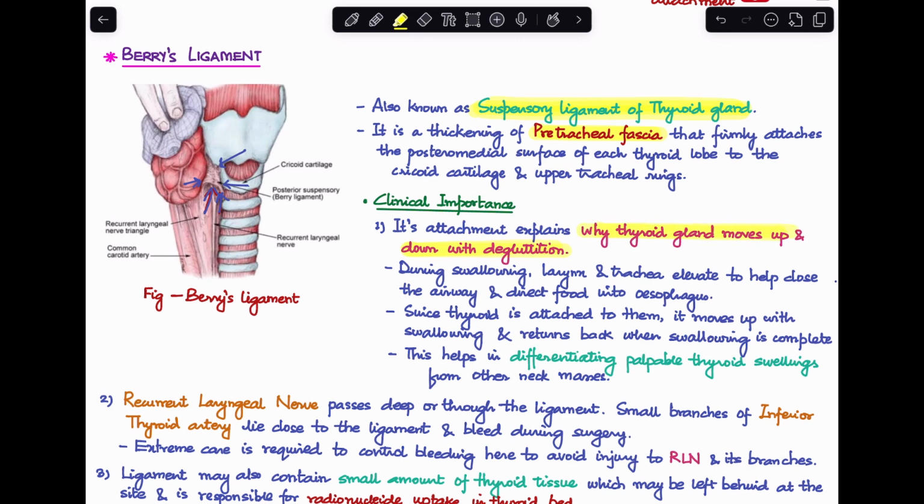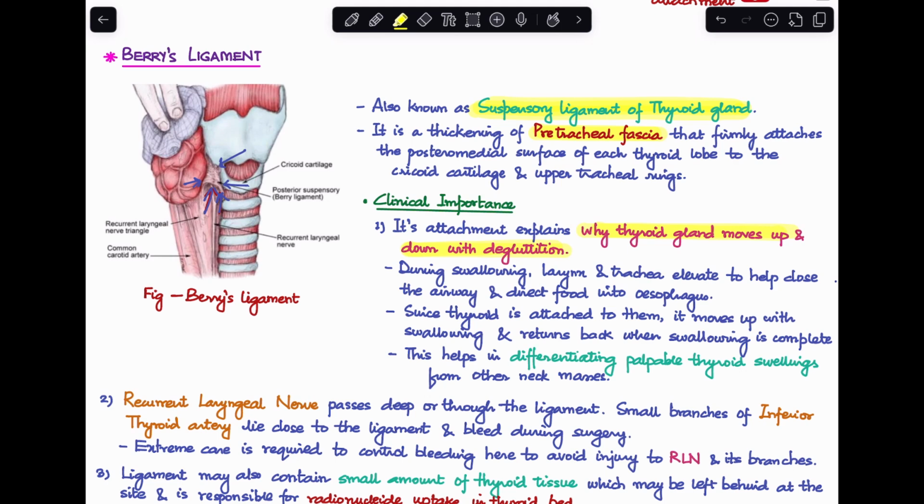Now, this particular feature is so important because whenever you get any case with a mass in the neck, one of the very key features that you check while examining the patient is you ask the patient to swallow and you see whether the swelling is moving while swallowing or not. In case the swelling is moving with the swallowing movement, it indicates that this is probably a swelling of the thyroid gland. So why is it moving with swallowing? The thyroid gland is attached by the Berry's ligament to the cricoid cartilage and the upper tracheal ring.